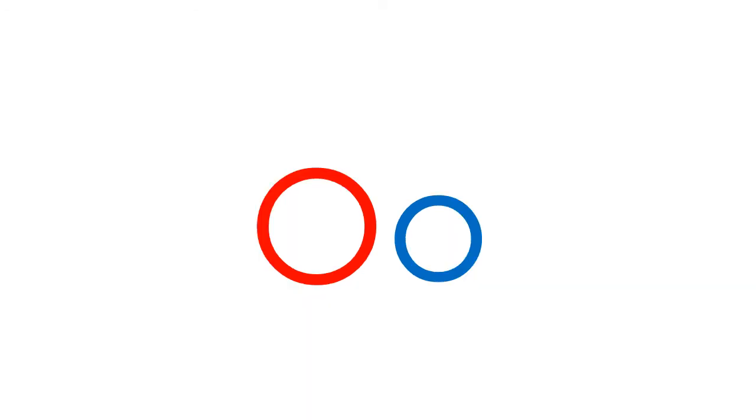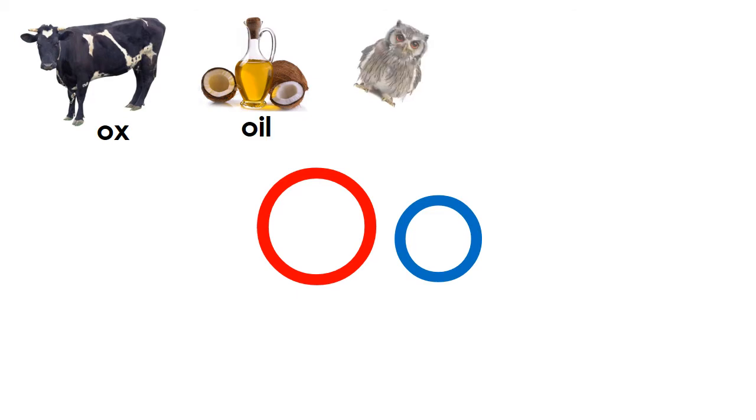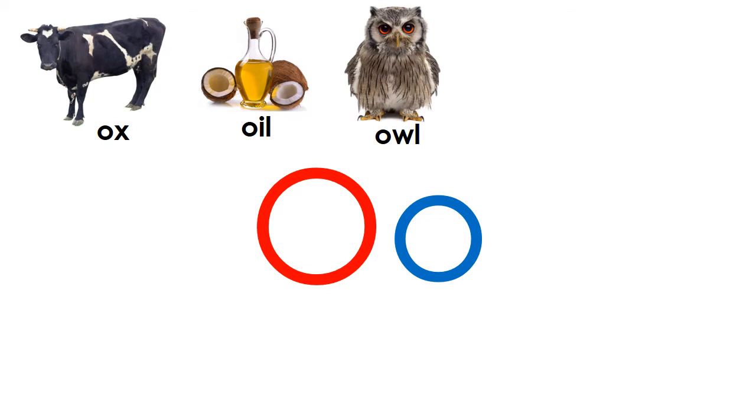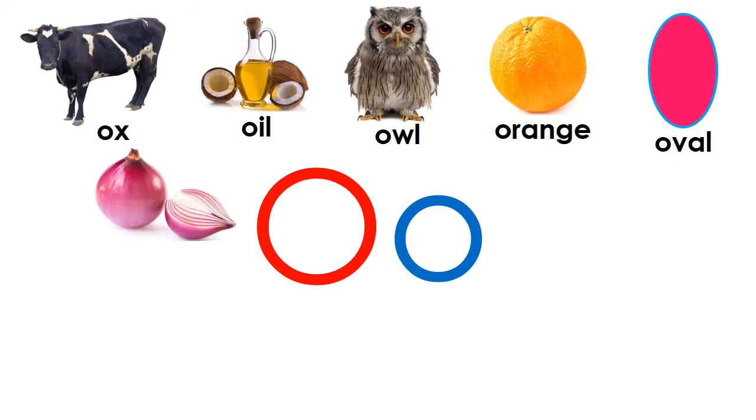Alright kids, then let's see what are the pictures that begin with letter O. O for ox. O for oil. O for owl. O for orange. O for oval. O for onion.